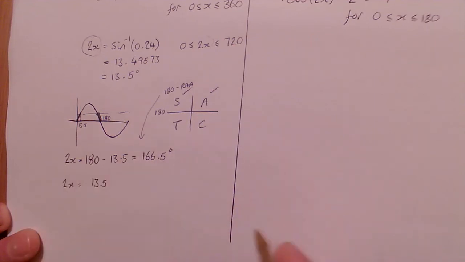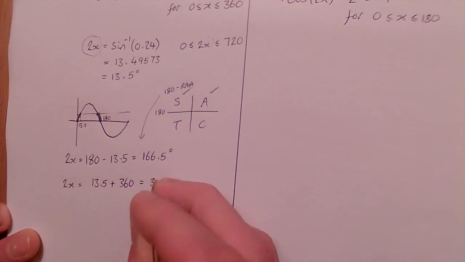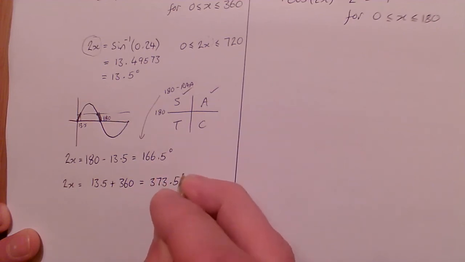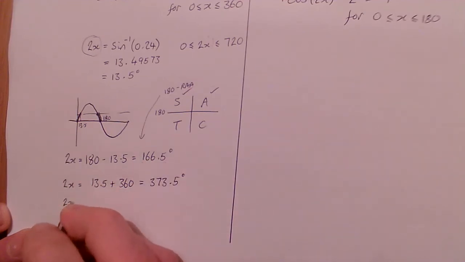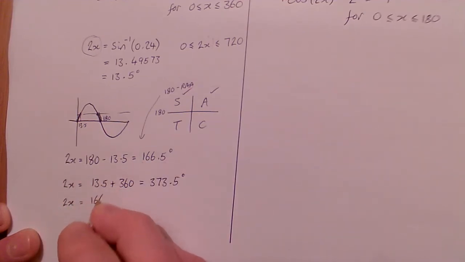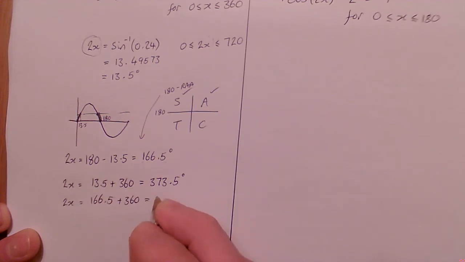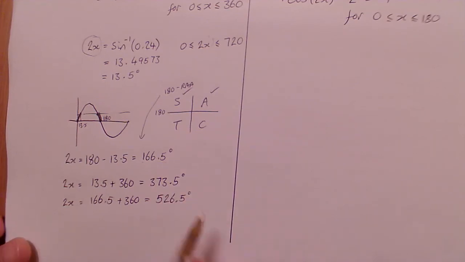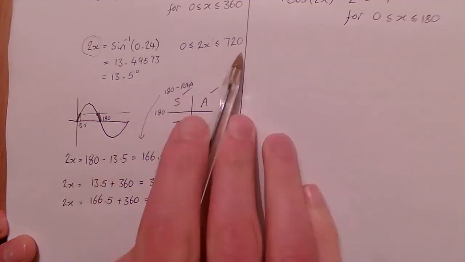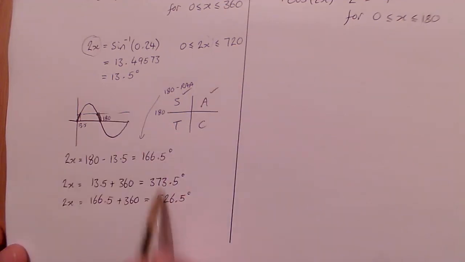And then because sine repeats every 360, we could add 360 onto that. That gives us 373.5 degrees. We could try this one. So 2x could also equal 166.5 plus 360. That also gives us an angle that is 526.5 degrees. Check. These are all within that range. If we added another 360, that's definitely going to make these over 720. So we can stop. These are our four angles.